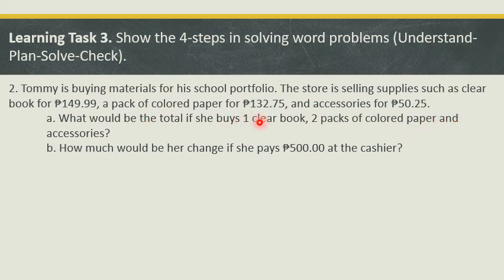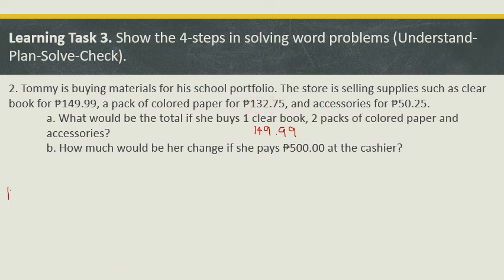So, magkano ba yung isang clear book? So, ito ay total. So, ibig sabihin, sum muna. Ito yung sa letter A natin. So, ang one clear book is 149.99. Okay? Yung 2 packs of colored paper, paano natin kukunin yung 2 packs of colored paper? So, i-add muna natin, dalawa nitong colored paper.